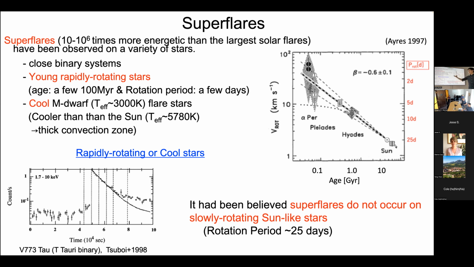If a star is rapidly rotating or very cool and has a thick convection zone, it can have a more efficient dynamo mechanism. So if, for example, the stellar rotation velocity is very high, it can generate magnetic field more efficiently. This is very different from the sun. So it has been believed that superflares do not occur on slowly rotating sunlike stars, because the sun is very slowly rotating now. So maybe people believe the dynamo mechanism is not so efficient. People believe like this.